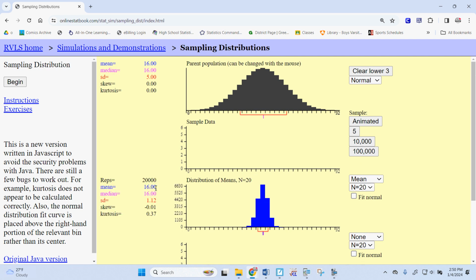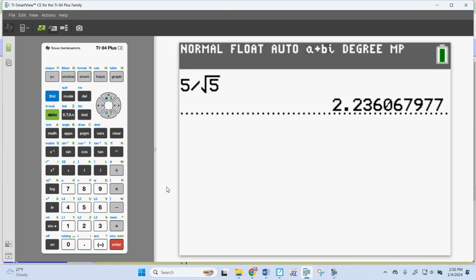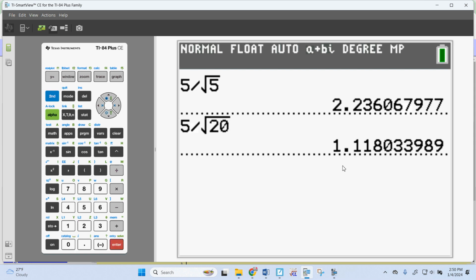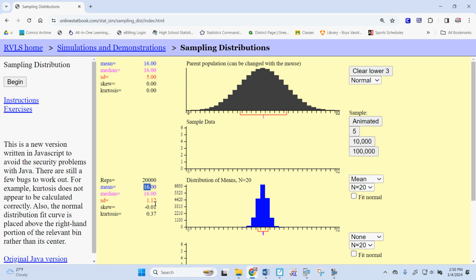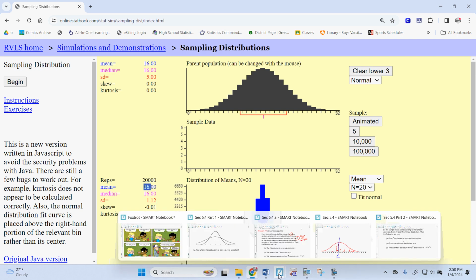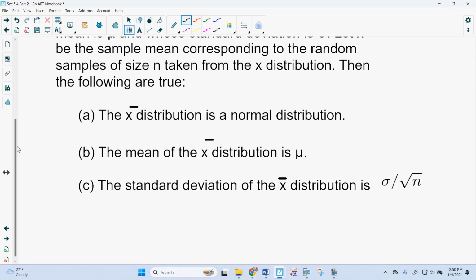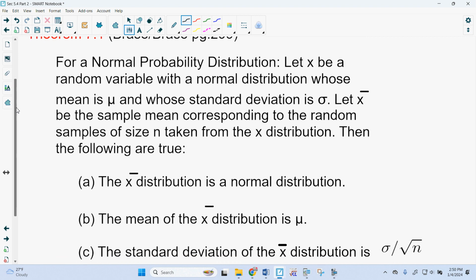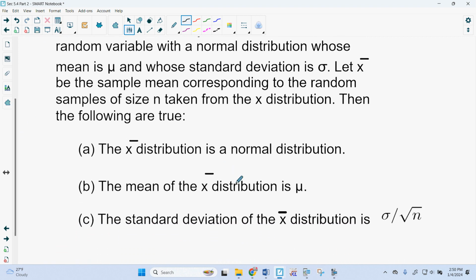You can still see our mean is 16. Now our standard deviation has gone to 1.12, so that would be, we had 5 divided by the square root of 20, which is 1.12, which is our new standard deviation. So when we construct these sampling distributions, we now know that for this sampling distribution, our mean stays the same as the original distribution, and our standard deviation is sigma divided by the square root of n.